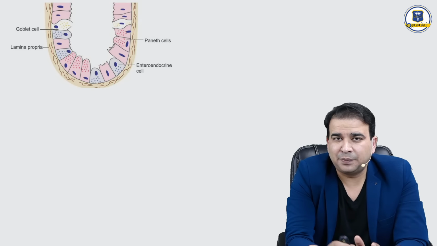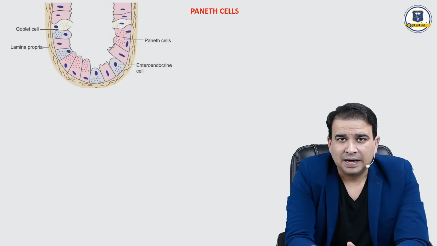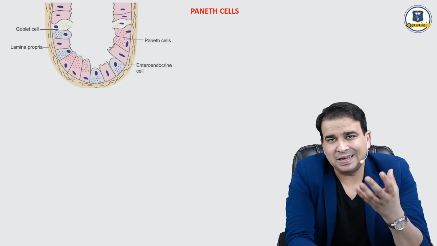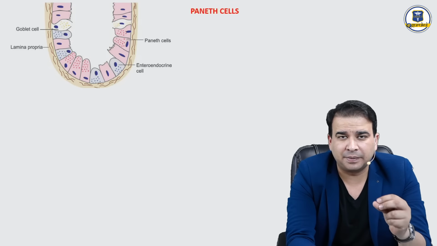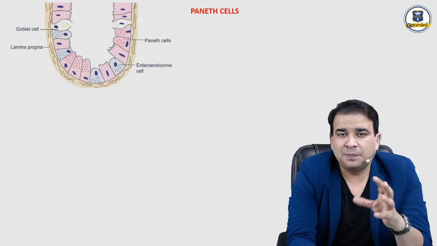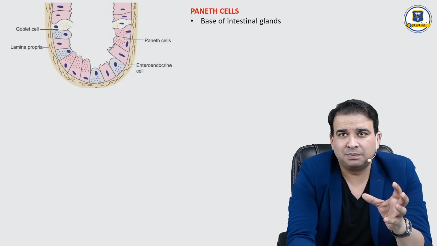Another important cell present in the lining epithelium of the small intestine are the Paneth cells. Now these Paneth cells are present in the base of the intestinal gland, or you can say in the crypt of Lieberkühn. Now these cells are usually pyramidal in shape. As you can see, they are pyramidal in shape.